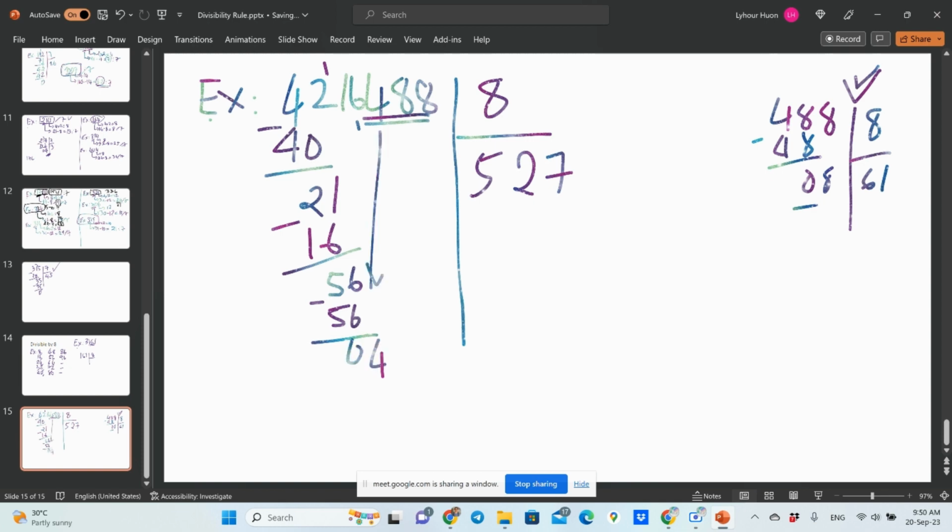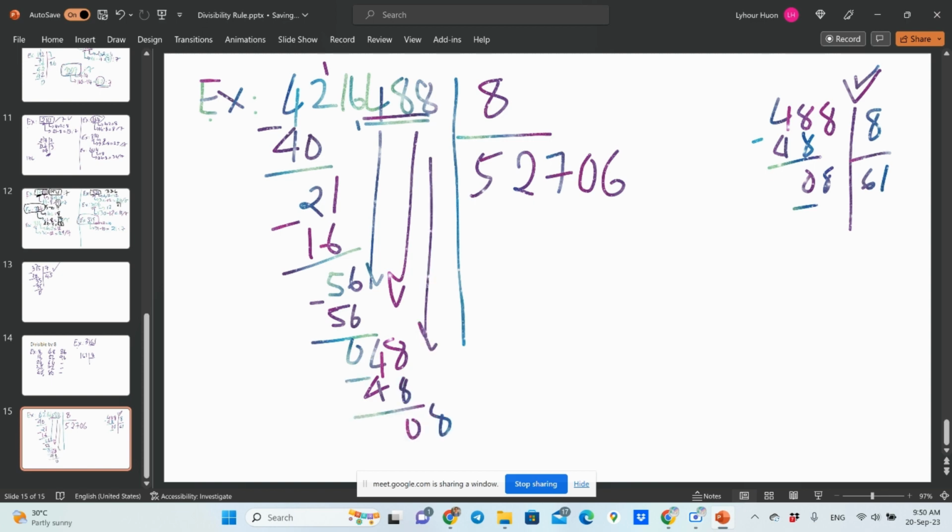48. It's small, right? We add 0 to the quotient and then we drop down 8. How many times does 8 go into 48? 6. 6 times 8 is 48. So this is 0. We drop another 8, and we have 8. 1 times 8 is 8. So it is 0. So that is correct.